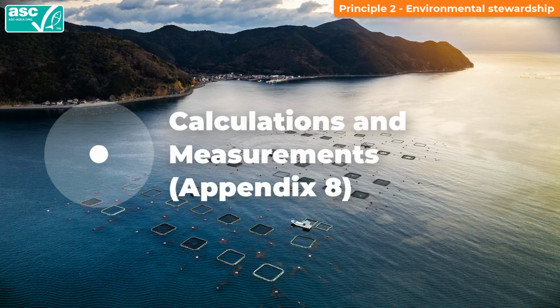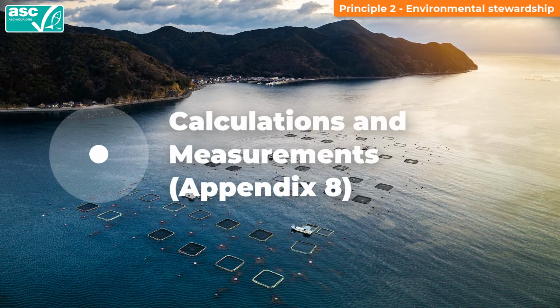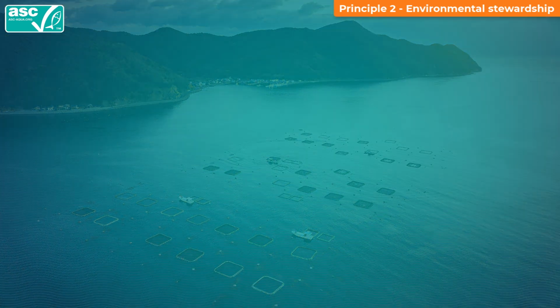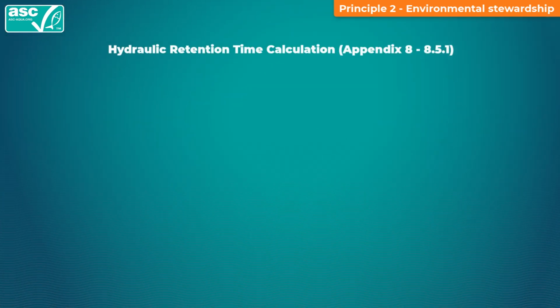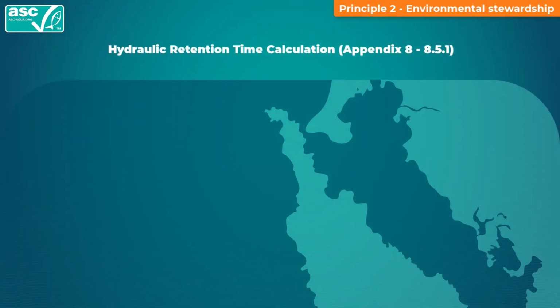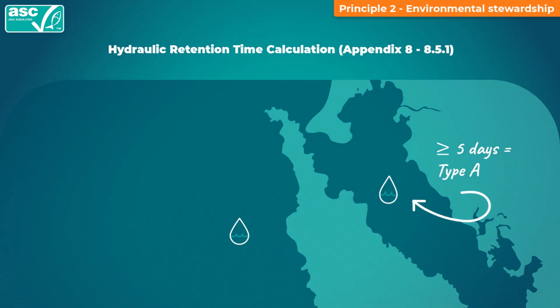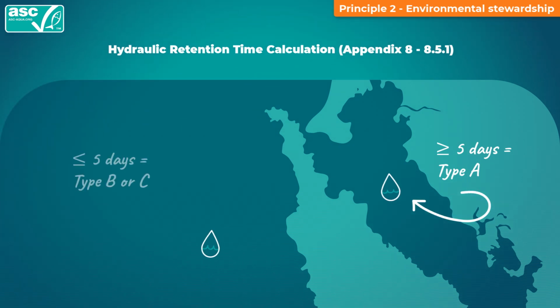Now let's go over some calculations and measurements. We start with hydraulic retention time calculation. Think of hydraulic retention time as how long a drop of water stays in a water body before it moves on. The longer it sticks around, the higher the risk of nutrients building up in the water body. If the hydraulic retention time is 5 days or more, the water body is Type A. If it's 5 days or fewer, it's Type B or C.